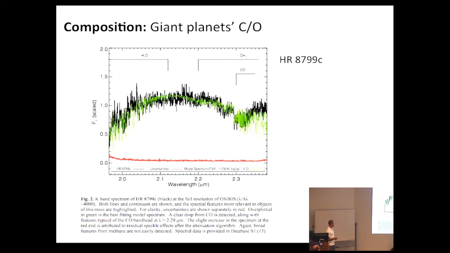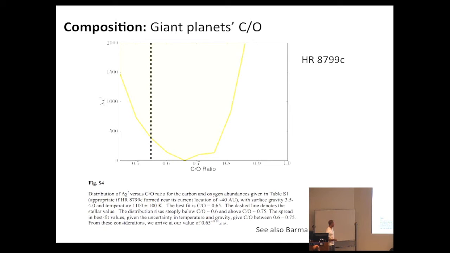And so modeling done by Travis Barman for this planet and also for one of the other planets in the system in another paper, they're doing similar chi-square maps as a function of the C to O ratio. And here, they're also constraining the C to O ratio to be less than 1. And interestingly, they're getting hints of a non-solar C to O ratio. And so I'd say this is really the only evidence that we have of non-solar C to O ratios, slightly higher C to O ratios, a little bit more carbon in the atmosphere than we expect for solar composition gas. Although I think the errors here are still quite large.